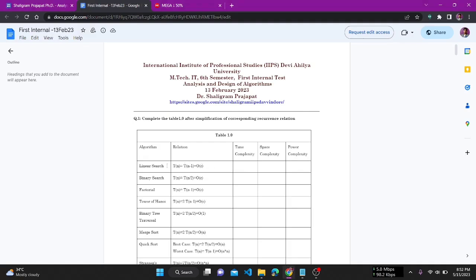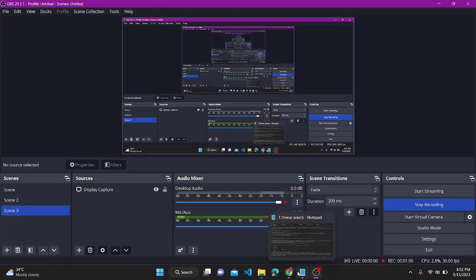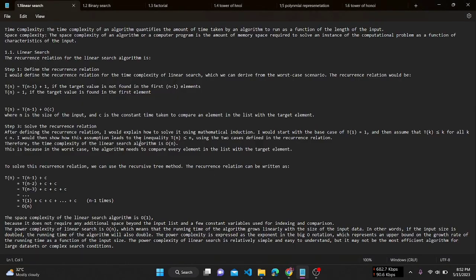Now we will find the time complexity and space complexity, the power complexity of the linear search with the recurrence relation. The recurrence relation for the linear search algorithm: step 1, define the recurrence relation. I would define the recurrence relation for the time complexity of linear search, which we can derive from the worst case scenario. The recurrence relation would be T of n equals T of n minus 1 plus 1 if the target value is not found in the first n minus 1 elements.